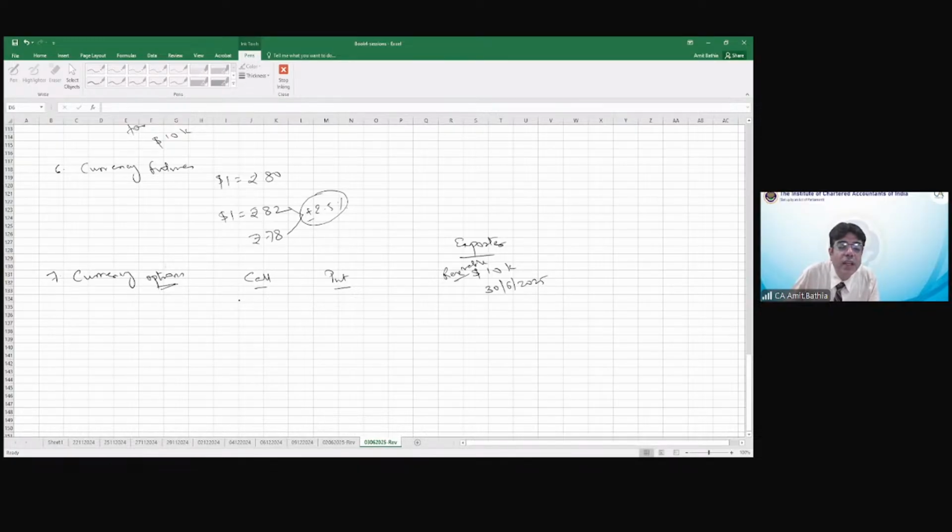A call is basically an option which gives you the right to buy, right? While a put option is the right to sell. Now, since here my receivable is in $10K and my local currency is INR, I'm going to say I want to have a right to buy in a dollar denominated option, right?